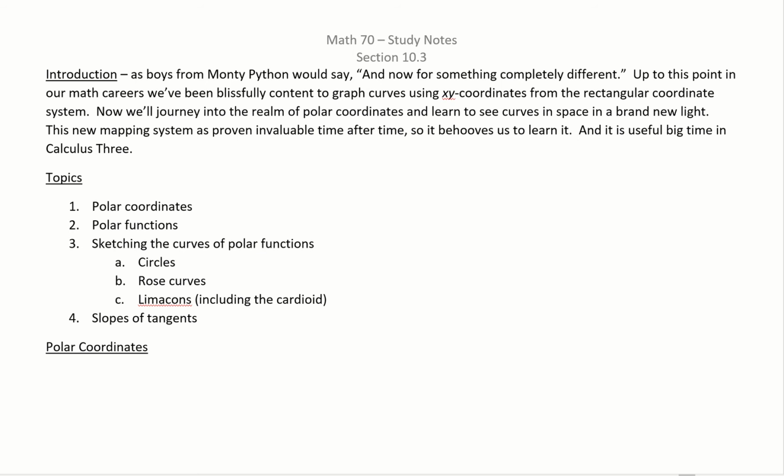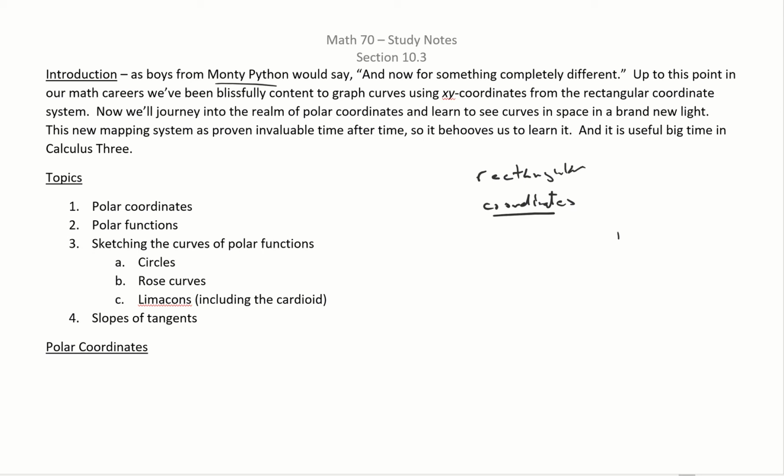Hello, so this is section 10.3, and I started off with a quote from Monty Python, and now for something completely different. So, up to this point in our career, we've been dealing with what they call rectangular coordinates. And as we might learn, if you take linear algebra, coordinates are weights or addresses of vectors.